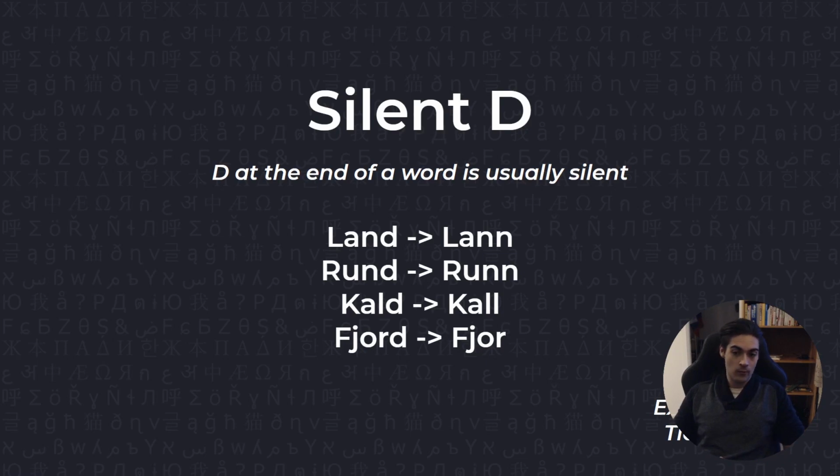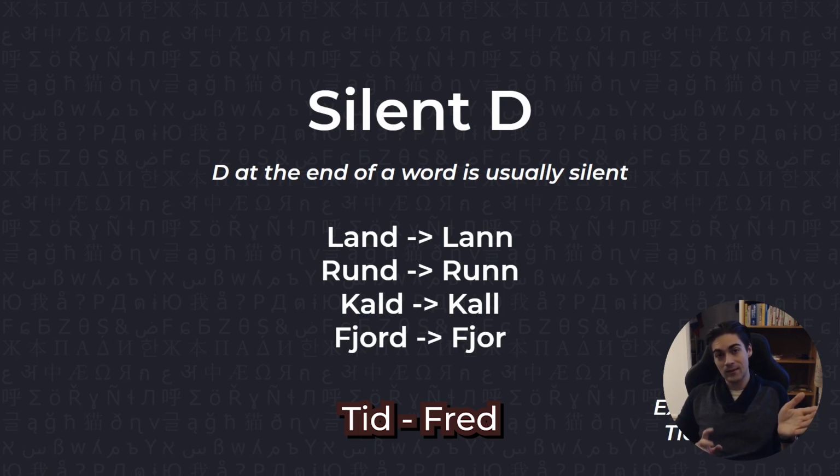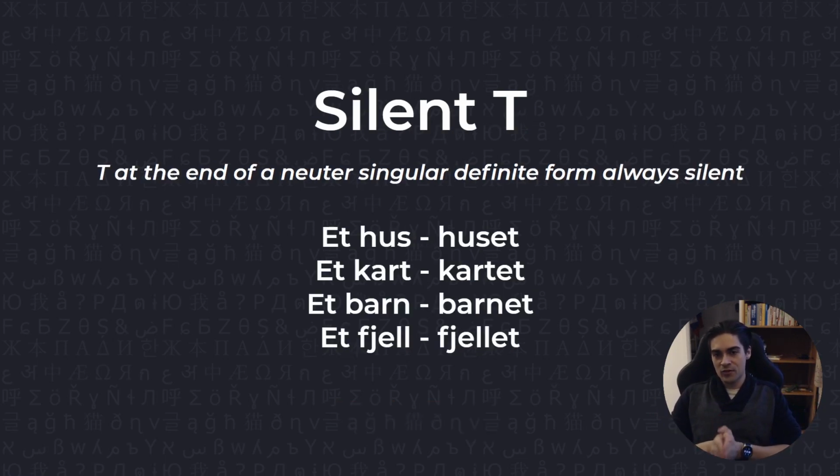We do have some exceptions though. Tid, time, and fred, peace, are pronounced with the D. T at the end of a neuter singular definite form is always silent. That sounds like a lot to ingest, but what that means is when you have a house, the house, or a map, the map, the something, when it's neuter gender, that T at the end is never pronounced. So et hus, huset, et kart, kartet. Et barn, barnet. Et fjell, fjellet.